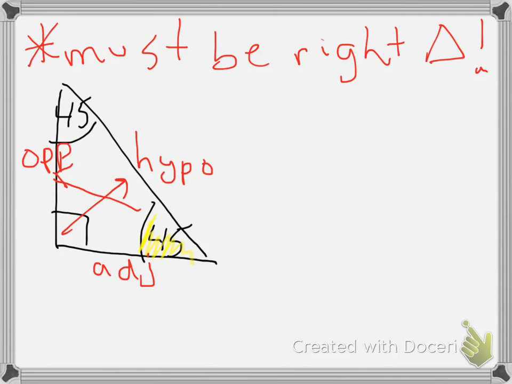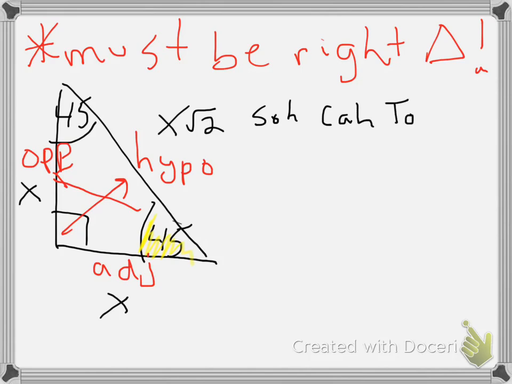And it says find, and we know, what's the rule for 45, 45, 90? The rule is that opposite 45 is x, opposite 45 is x, opposite 90 is x square root 2. So now we're good. We can go ahead and do the problem. Let's use this 45 degree angle right here that I highlighted in yellow. So the sine, the cosine, the tangent, those are the ones that we know.